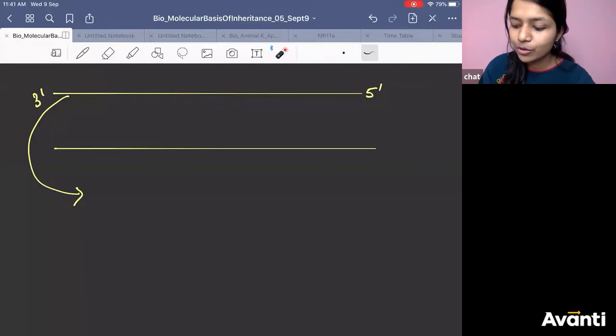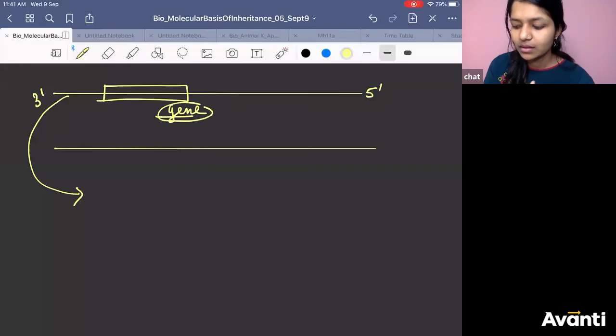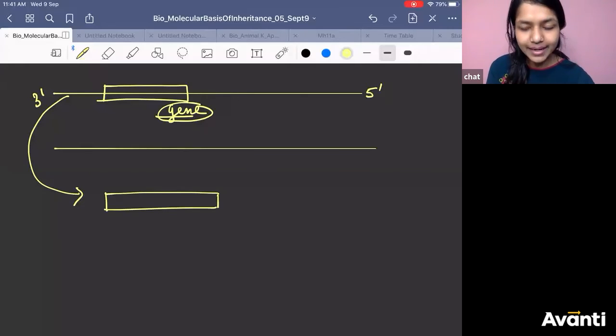There will be some part of the DNA which will make RNA. So, you know that segment of DNA is called what? Gene. Listen to this concept very carefully. Segment of DNA is what? Gene. So, I am taking a gene outside. Now, what is going to be present on this gene which will make RNA? The gene will have what?